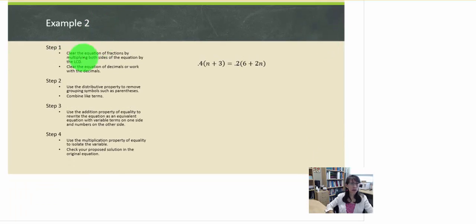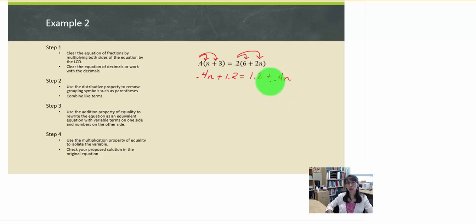In example 2, you can see that we do have a decimal. We have parentheses as grouping symbols. So our first step is to eliminate the parentheses by distributing. 0.4 times n would leave us 0.4n. 0.4 times 3 would be positive 1.2. On the right-hand side, we're distributing 0.2 to each term in the parenthesis. 0.2 times 6 is 1.2, and 0.2 times positive 2n would be positive 0.4n.